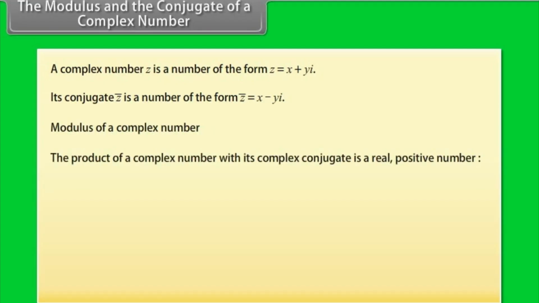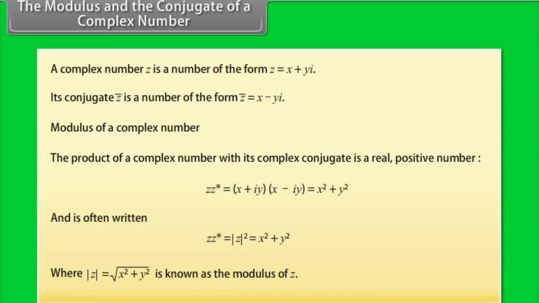The product of a complex number with its complex conjugate is a real positive number, that is, z into z bar is equal to x plus iota y into x minus iota y, which is equal to x square plus y square, and is often written z into z bar is equal to square of modulus of z, which is equal to x square plus y square, where modulus of z is square root of x square plus y square.